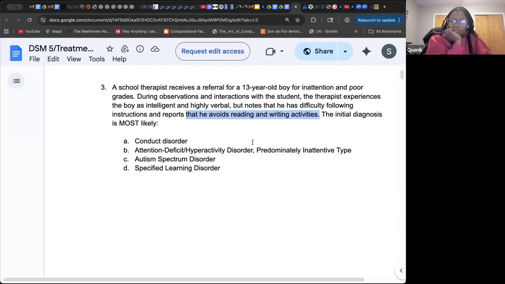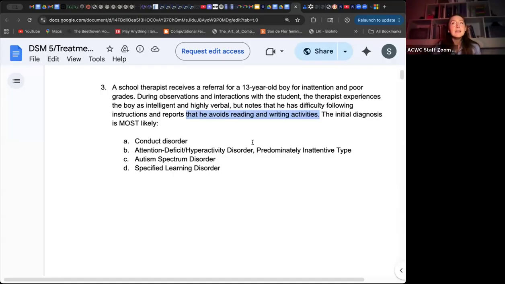It's something very specific. One of the reasons this might help me is someone I know really well has dyslexia and is actually above average intelligence, very verbal. But when they were young, at first people thought something was wrong, in air quotes, but it was because they had dyslexia. So the answer to this would actually be D. It's going to be a specified learning disorder.